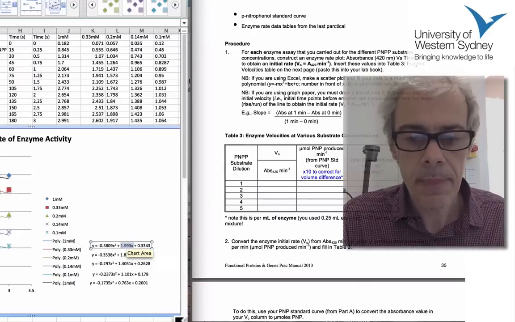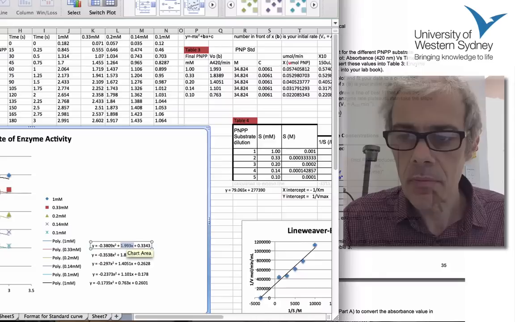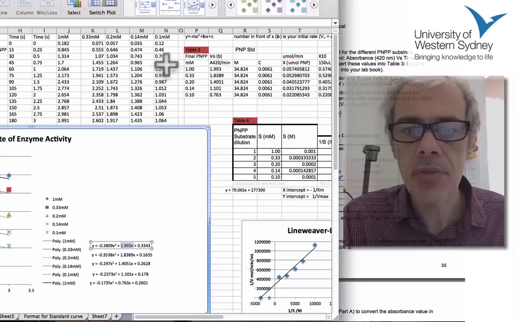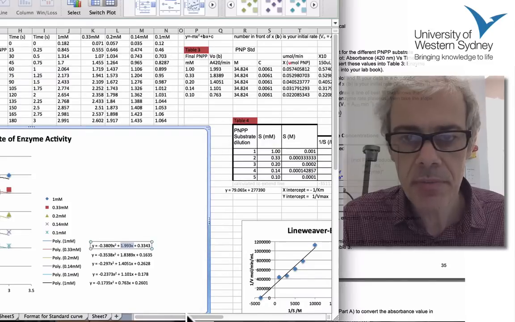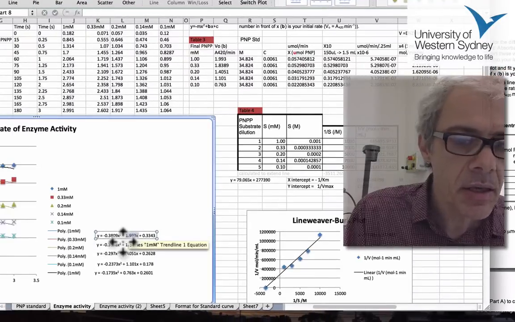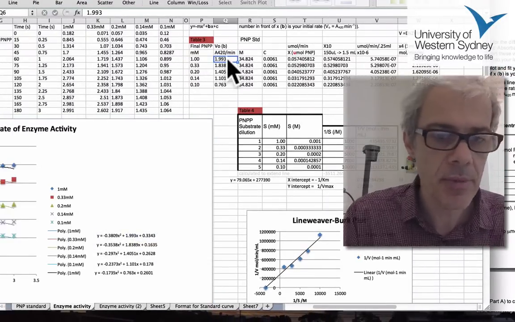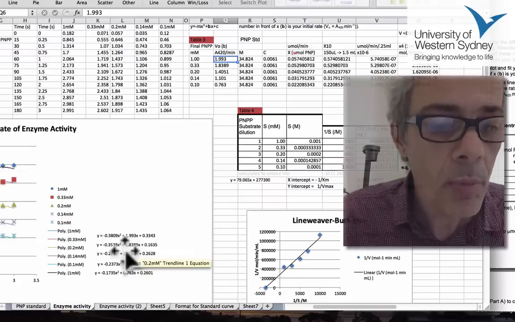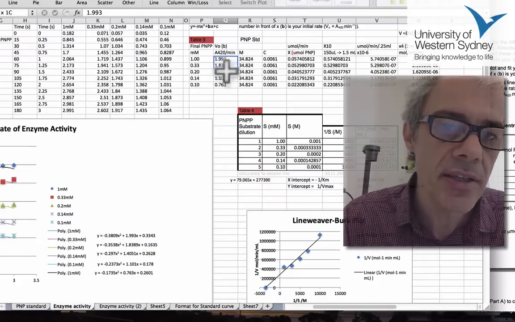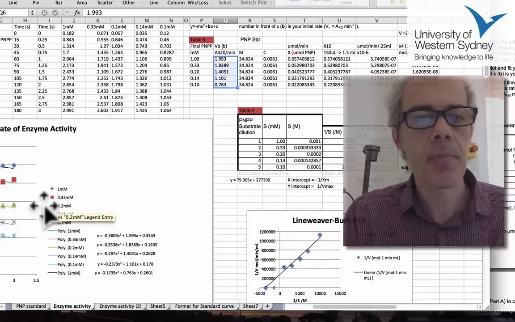So this is table three. So I've calculated table three in my spreadsheet. And the first thing I've done, I've taken the 1.993 and I've put that value in my table. I've taken 1.83 and I've put that value in my table. So here are my initial rates of enzyme activity calculated from this graph.